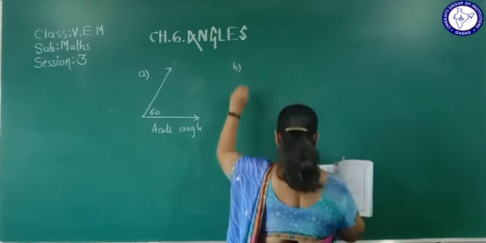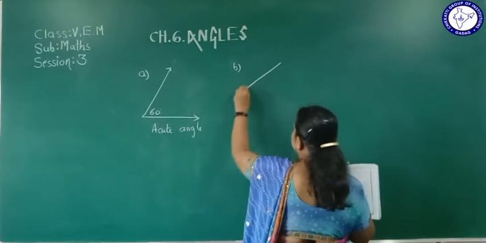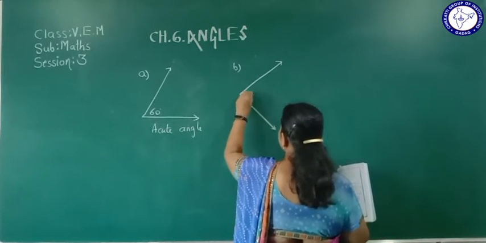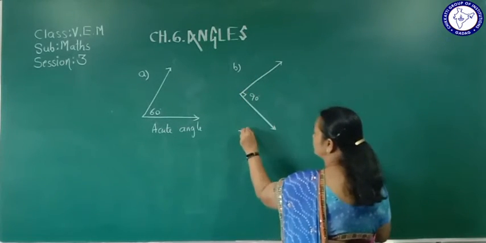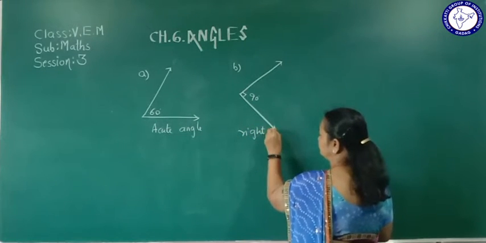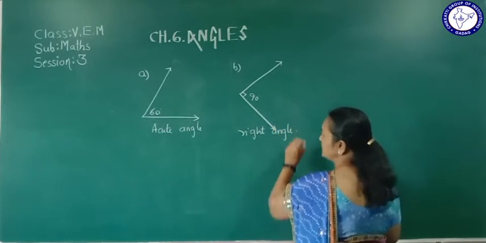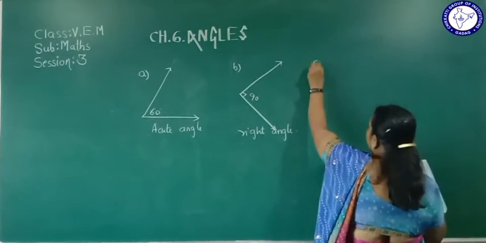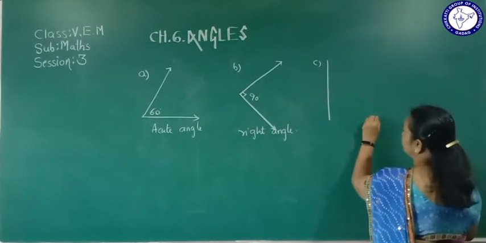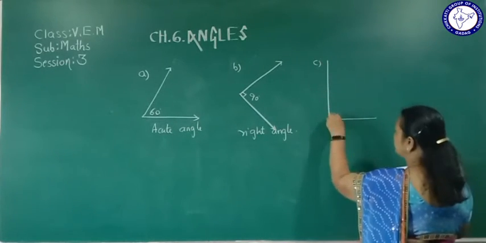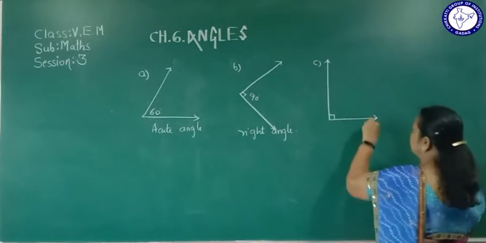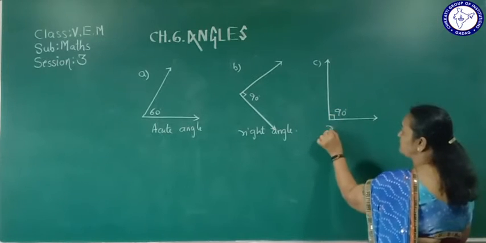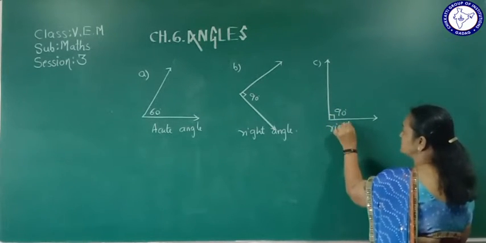Then second one, this is the figure given. If you keep protractor on this, you will find this is 90 degree and therefore it is right angle. This angle is right angle. Then third one, C. C figure is again a right angle. Check, this is 90 degree. If you measure, you will find 90 degree and this is right angle.